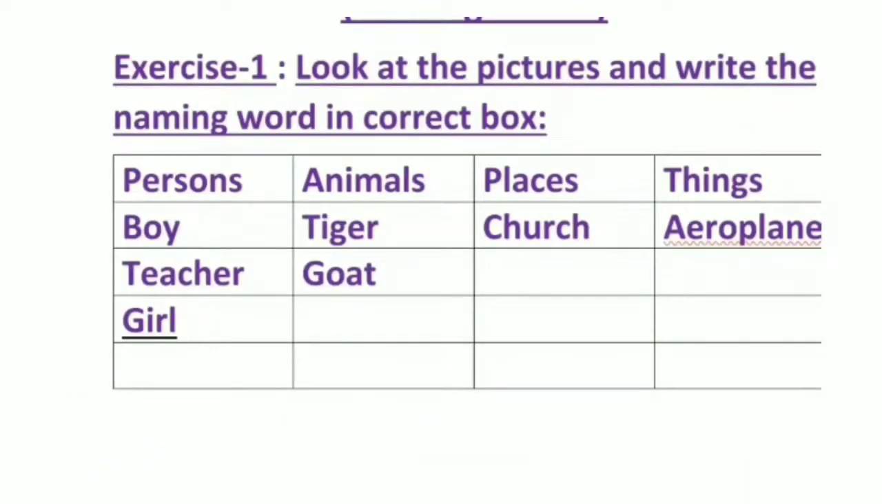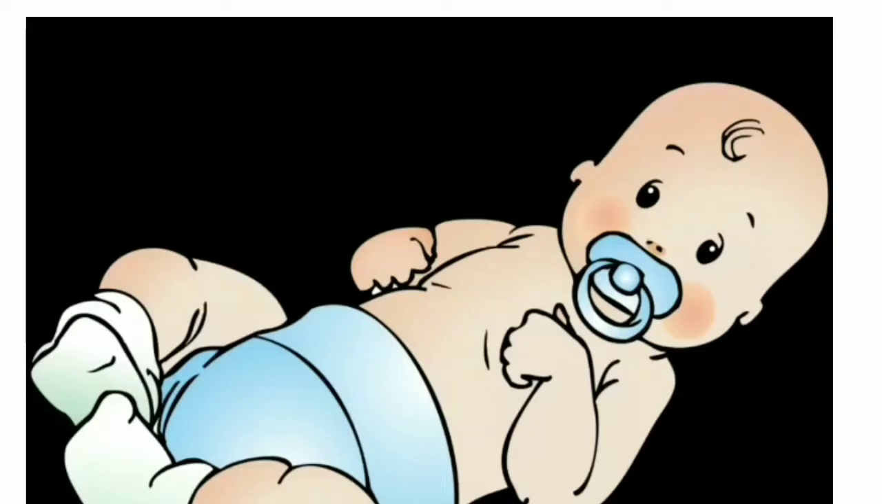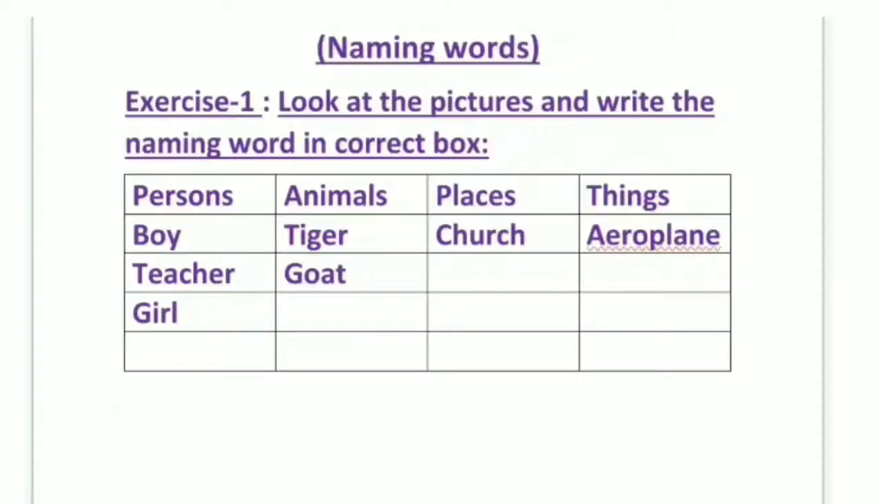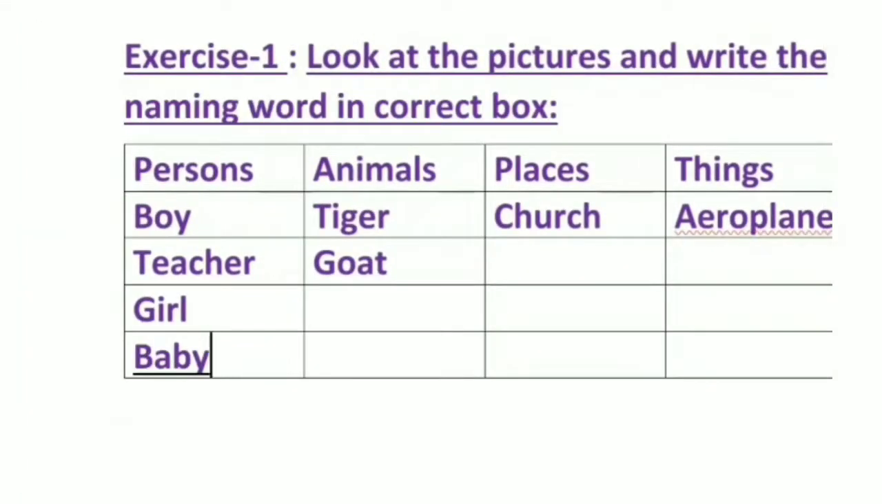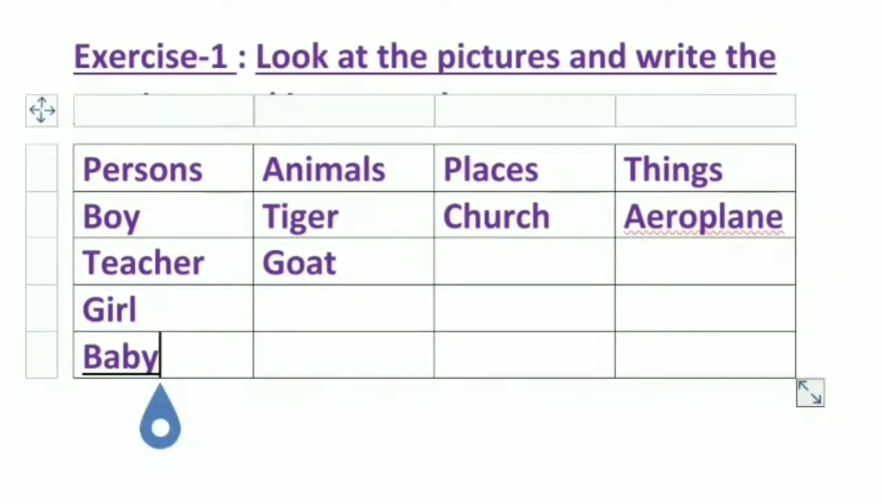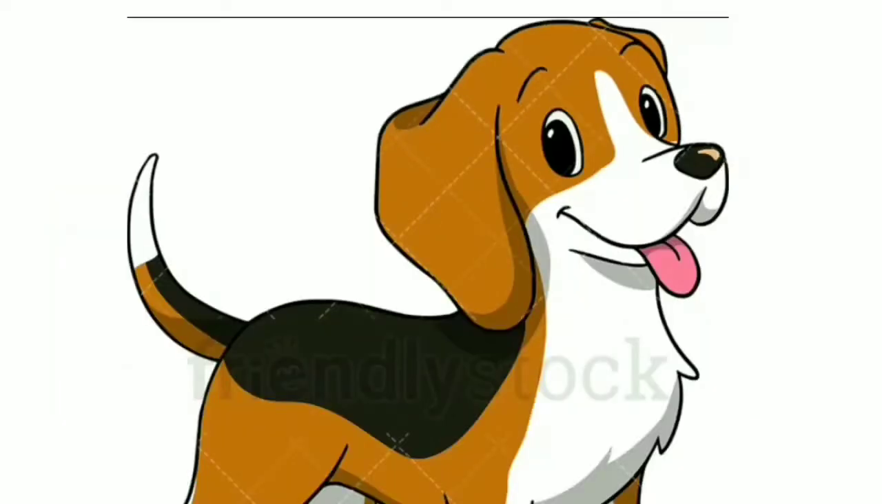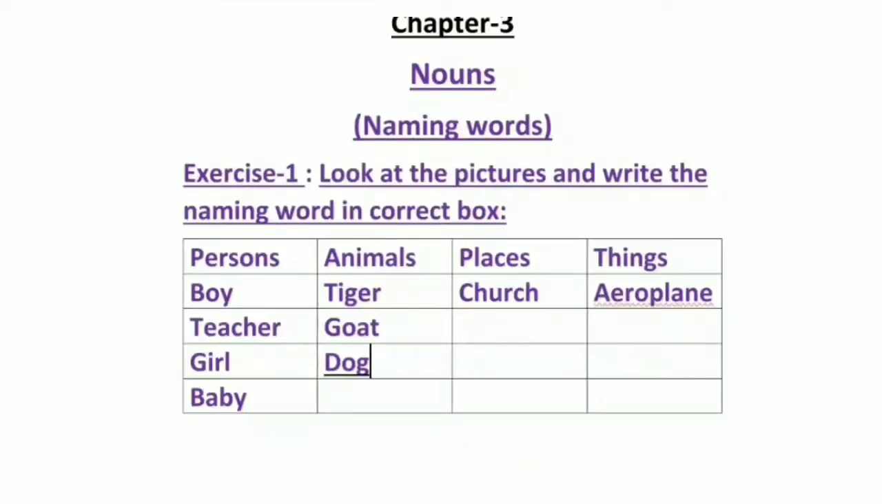Written. Now next. So this is a baby. Correct. So where shall we write? We shall write it in persons. So let's write down B-A-B-Y, baby. Now we'll move to the next one. So this is a dog. Correct. So where shall we write it? We shall write it in animals. D-O-G, dog. Now next one.